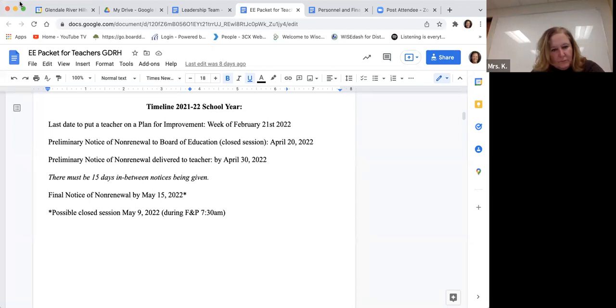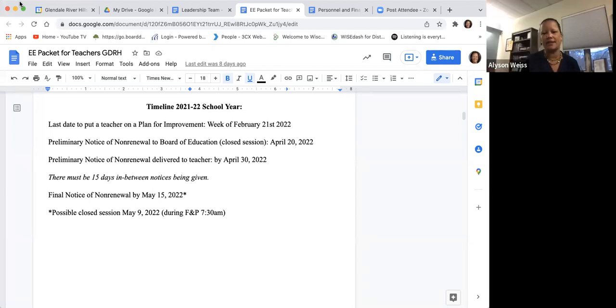But there are certain pieces of it that we need something for now, so that we have a process to follow, and then we'll determine through the committee if there are changes or if we want to follow a different process moving into next year. So just to have something in place for this year.